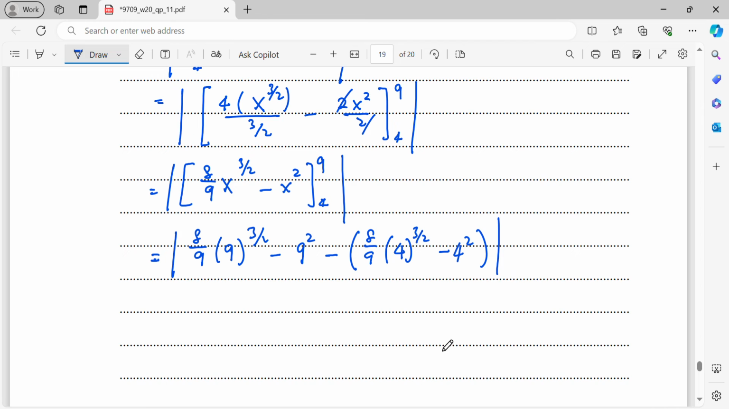Okay, then from here, the first one you will get 72, then second one is 81, and minus, this minus you bring it in, right? So the first term after the bracket is 64 over 3. Then minus of 4 squared, you will get plus 16. Then from here, you will get negative 43 over 3. And I'm getting 43 over 3. This is the area bounded by the graph and x-axis.